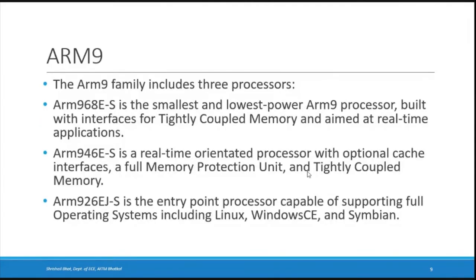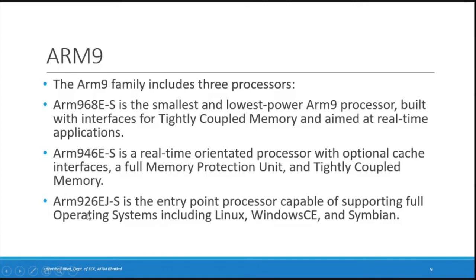Then ARM9, there are again three processors in this: 968E, 946E, and 926E, certain different variants. The 968E is the smallest and lowest for ARM9. That is built with certain interfaces for tightly coupled memory and aimed at real-time applications. Then ARM946 is also a real-time oriented processor with optional cache, a full memory protection unit and tightly coupled memory.